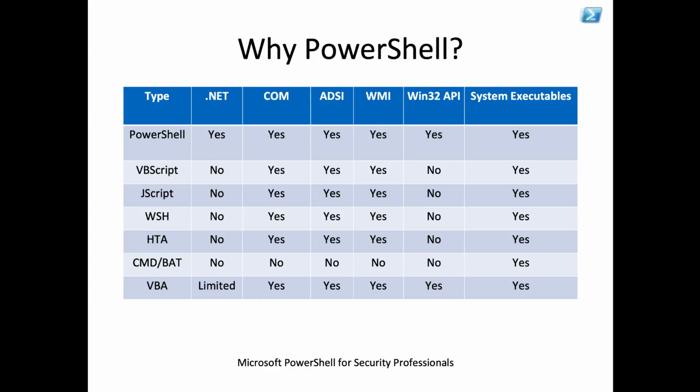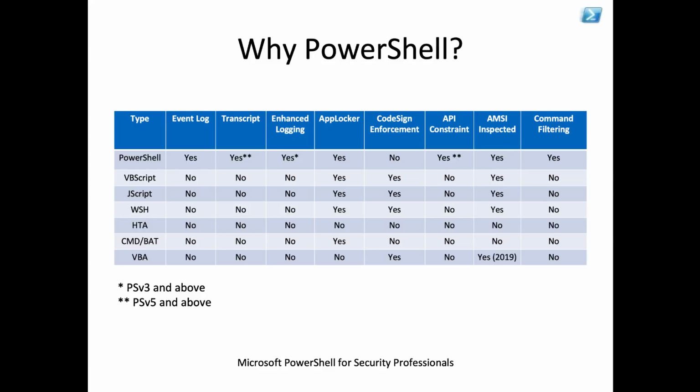VBA actually has quite a bit of parity to PowerShell. Access to .NET, limited. We can load some of the DLLs and do some calls in it. It's painful. We can deal with COM objects. We can do ADSI, WMI, Win32 API, and we can run executables. But as I mentioned, it's painful. Yeah, it's painful. I'm having flashbacks right now of writing quite a bit of macros for work, for our payloads. It's doable. It works, but it's painful.